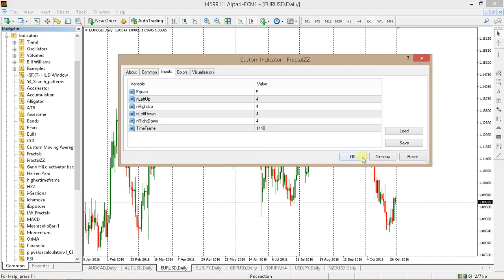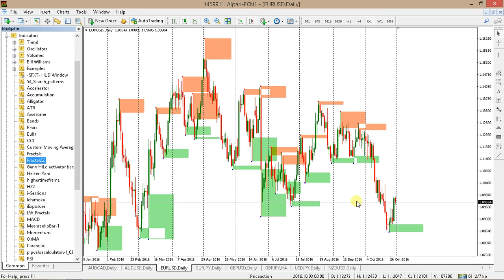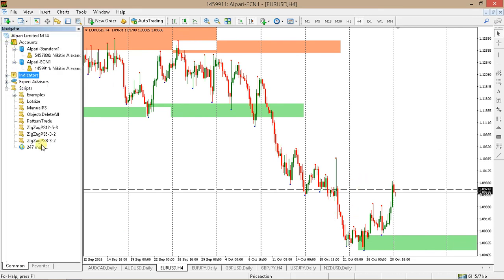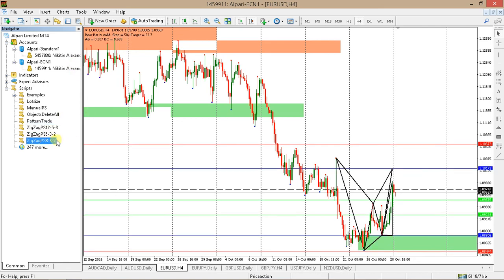I run a fractal indicator and it shows support resistance zones. I take the most recent zone that was broken this way. You see it? The green rectangle, most recent broken support zone. Then I switch to 4-hour time frame and run my scripts. Nothing valid. You see, no valid patterns. Okay, and we have two scripts, two patterns that are valid. One of them is a bad pattern and another one is a bullish cipher pattern.